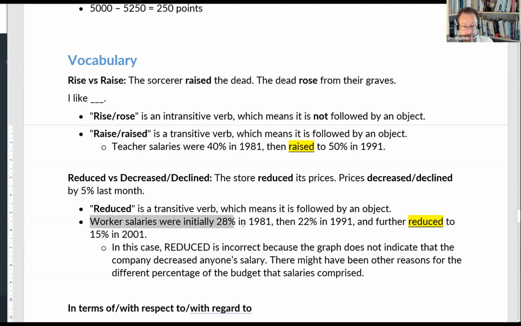Worker salaries were initially 28% in 1981, then 22% in 1991, and further, what should this be? Further reduced to 15. And further reduced. Right, because you have to reduce something. We have reduced our prices for the sale. But there's no object here, so this is no good. So you need to use decreased or declined in this situation.